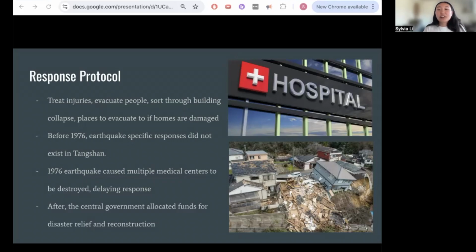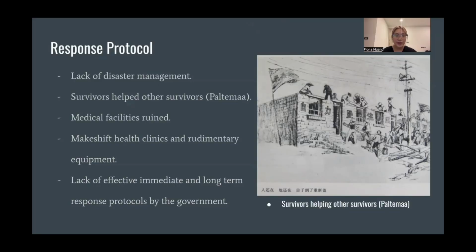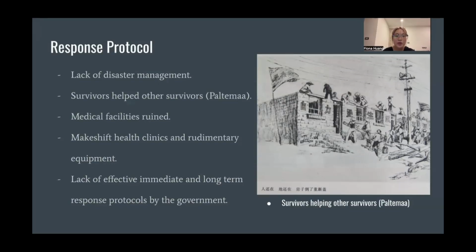After the earthquake, the central government allocated funds for disaster relief and reconstruction. And after the city was rebuilt, a lot of changes were made in order to have better response protocol. So how effective have these been in the past? The response to the earthquake was hampered by inadequate disaster management and the lack of preparation.